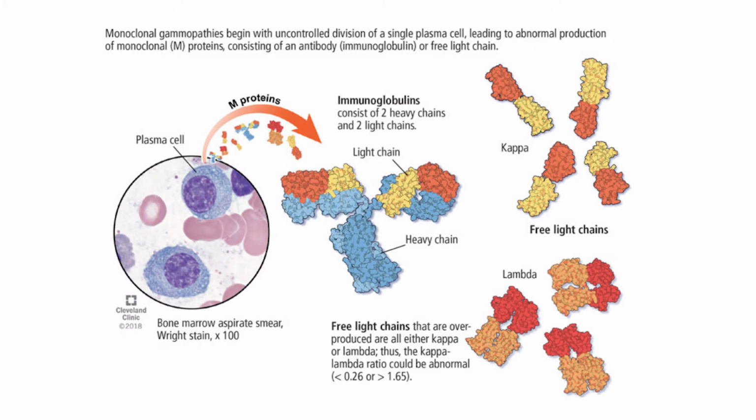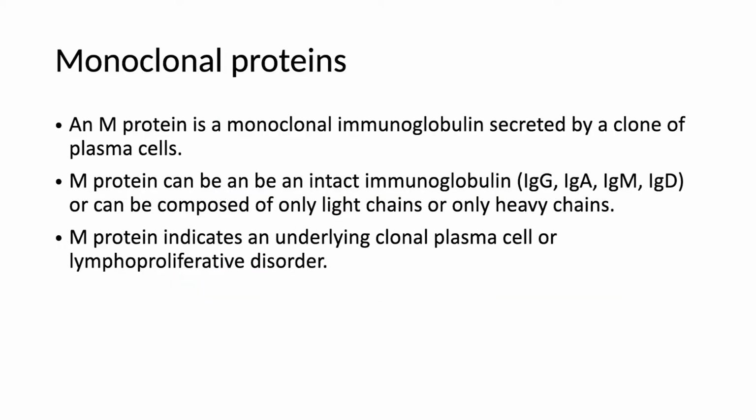So in this picture, we see plasma cells. That is how they look, and it's a picture of bone marrow aspirate. Plasma cells produce immunoglobulins, which consist of two heavy chains and two light chains. When they become clonal and expanded, they produce monoclonal proteins, which can be a whole immunoglobulin or just light chains. Light chains can be kappa or lambda light chains.